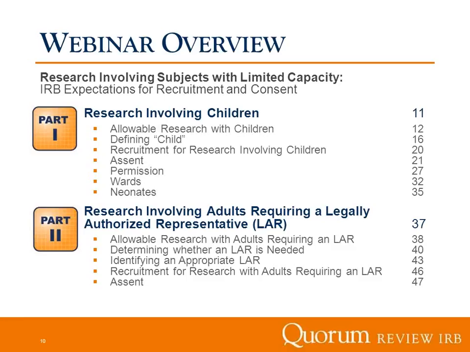So as you probably understood from the title of the presentation, we're talking today about research that involves subjects with limited capacity. The first part of the presentation, I'm going to be talking about research involving children, and I'm going to be doing an overview of the laws and regulations at the federal level and then also at the state level as it pertains to research involving children. And then the second part of the conversation will deal with research that involves adults that have limited capacity and would require someone to provide consent on their behalf.